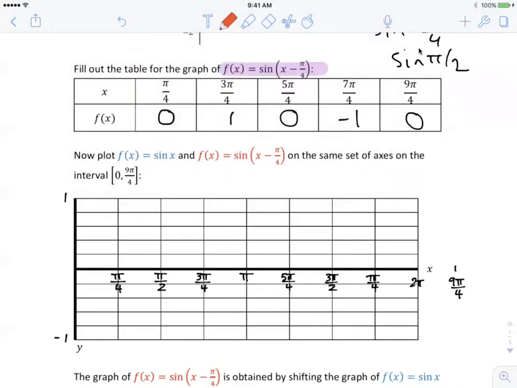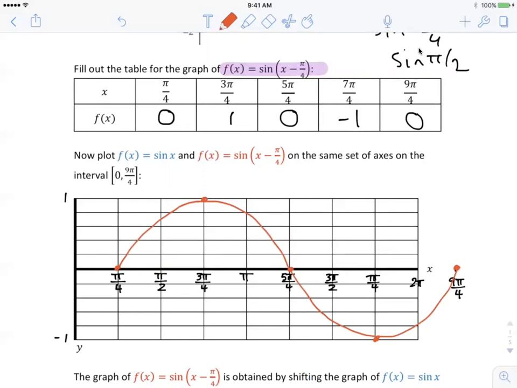I'm just plotting those points that we just found. So at pi over 4, it was 0. At 3 pi over 4, 1. 5 pi over 4, back to 0. 7 pi over 4, -1. And then 9 pi over 4, back to 0. So I had to kind of get that extra point here. And then there you go. Okay, so there's the graph of the new one, sine x minus pi over 4.